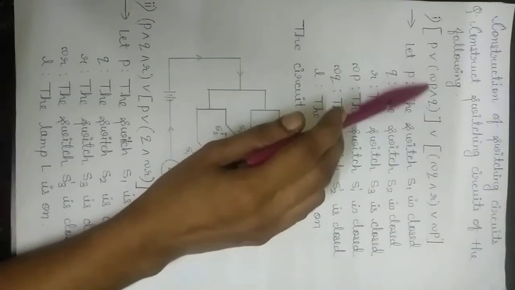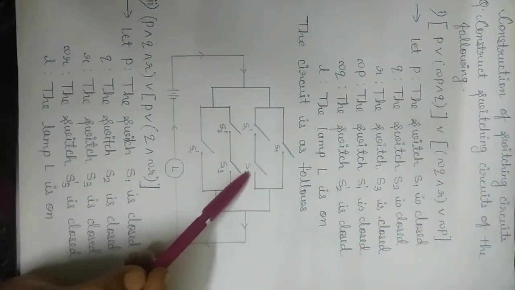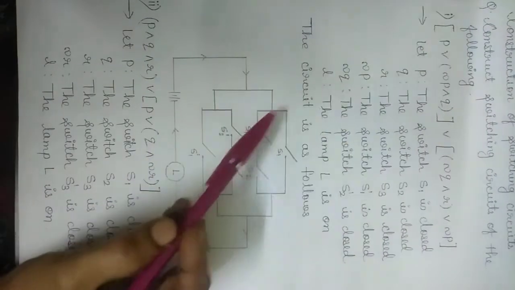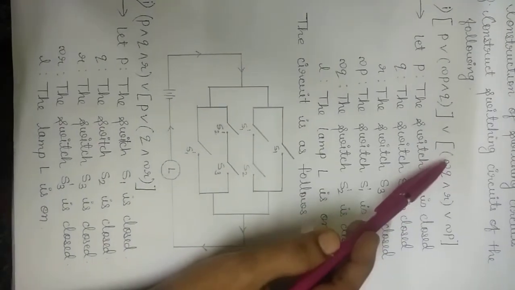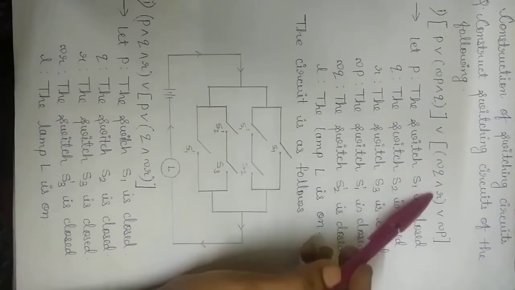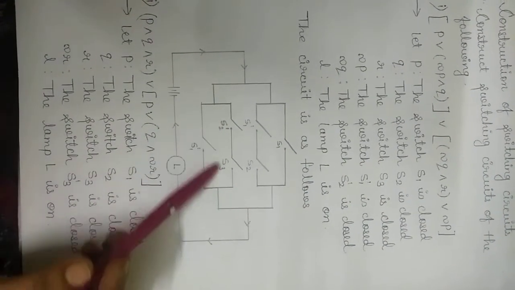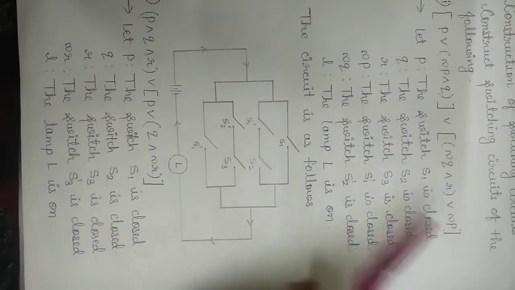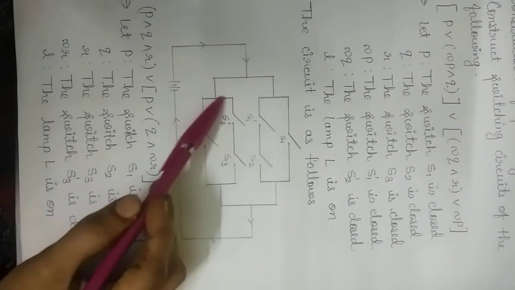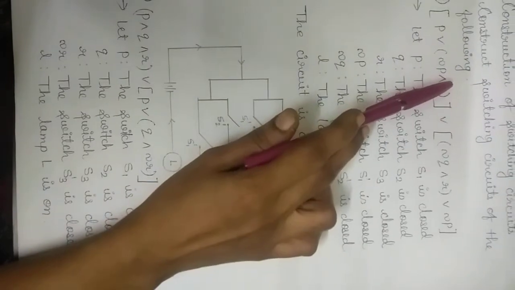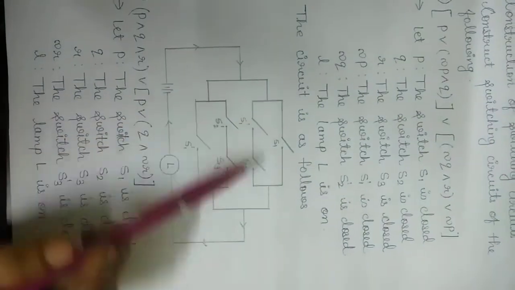Now these two switches are connected in series, so here we have S1 dash and S2. Since these two are connected in parallel, see here we have drawn that they are connected in parallel. Now negation of Q and R, both are connected in series, so here we have S2 dash and S3 connected in series. Then negation of P, that means S1 dash, these two are connected in parallel, so again these two are connected in parallel, and these two together are connected in parallel again.